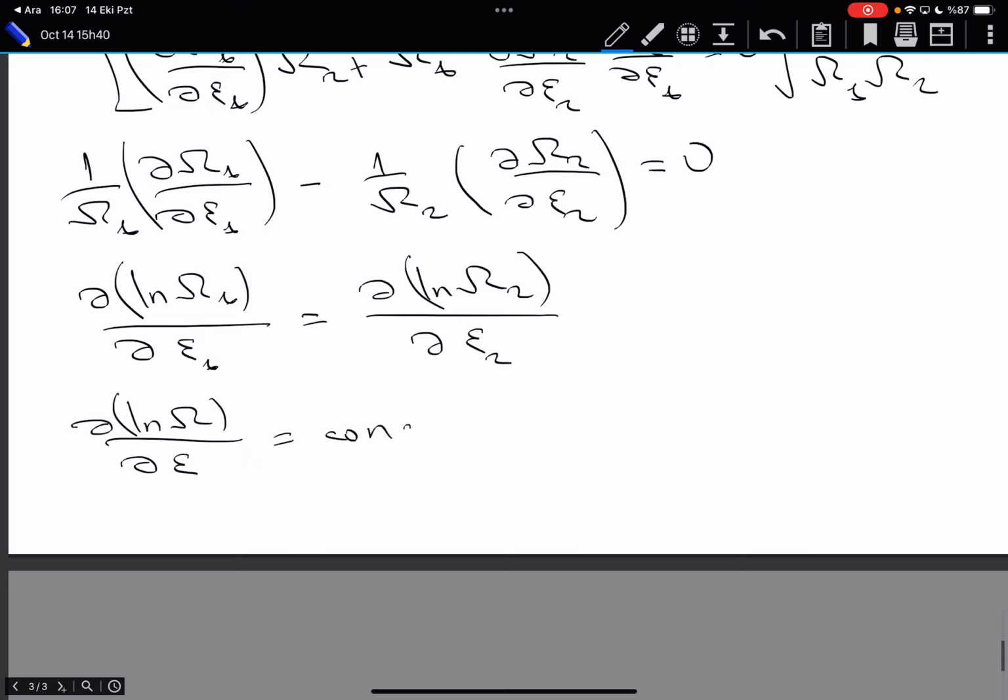So this is constant throughout my system. Just take any subsystem of your system. The most probable state is the one for which this derivative is constant, the same throughout my system.